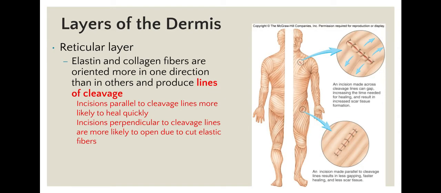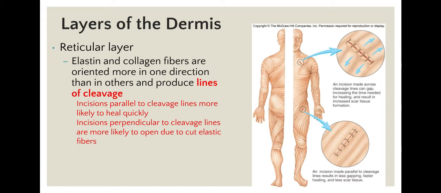This reticular layer that has that elastin and collagen, they have them oriented in more than one direction on the body. So it makes what we call lines of cleavage. And those lines of cleavage are really important if you're trying to patch up a wound. Again, those lines of cleavage are important when you're making an incision or trying to fix a wound.